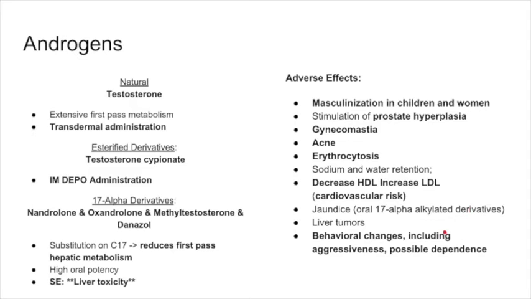As I said before, the 17-alpha derivatives are very liver toxic, so you can have some jaundice and liver tumors. And as we all know, behavioral changes, including aggressiveness and dependence. So when you think of the side effects of androgens, think about the weightlifter in the gym who's using steroids and he's got acne and his pecs are not turning out the way he wants them to because he's using too much testosterone, and he's being aggressive. And as I said before, ladies, please don't touch testosterone products.